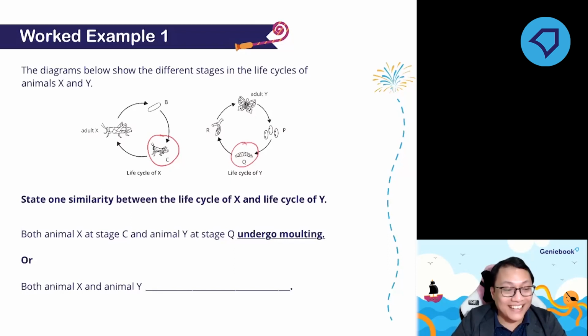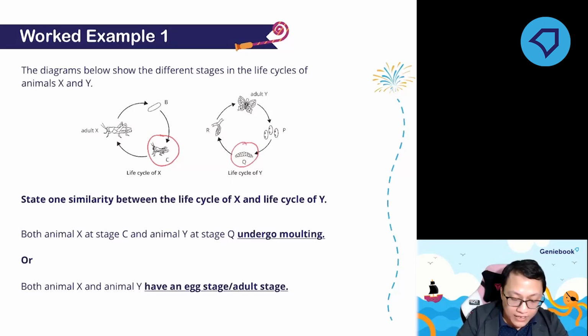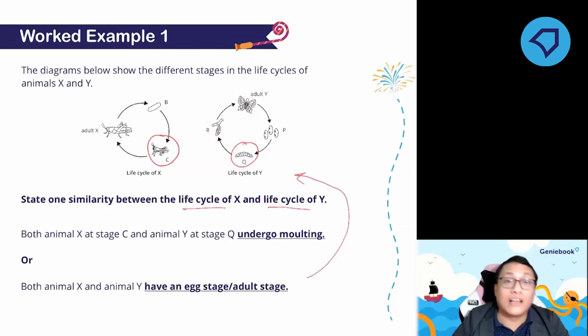So how do you compare them? Eat a lot? No. Okay, so you see them. Okay, so what is the similarity between animal X and animal Y? So both animal X and Y have an egg stage, or adult stage. So remember that you have to compare the life cycle of these 2 organisms. Yeah, so remember, you are to compare the life cycle. It is not just the characteristics of animal X and Y. It has to be related to the life cycle.